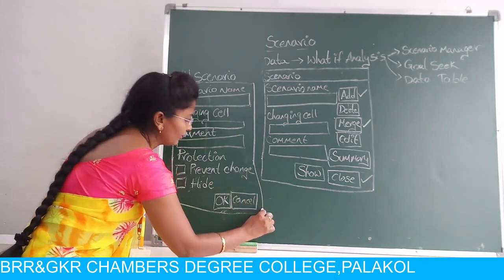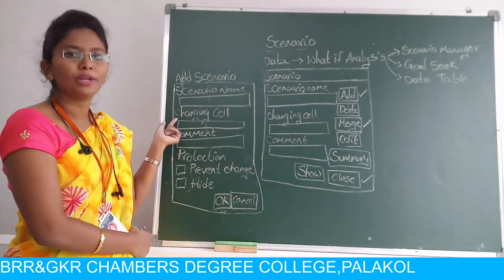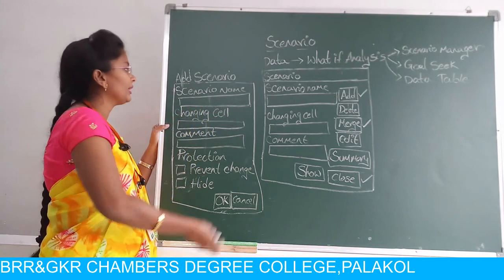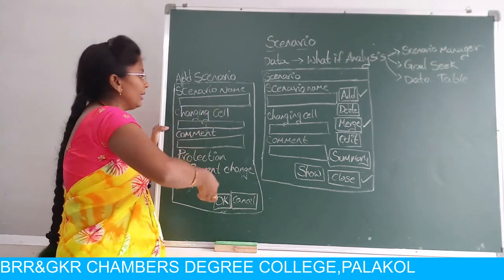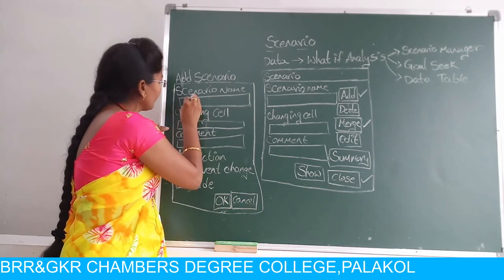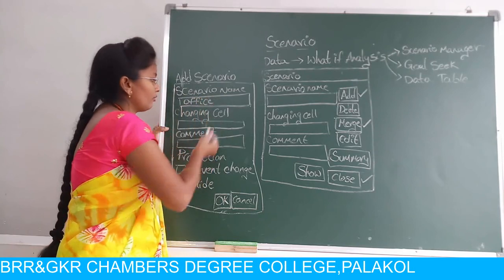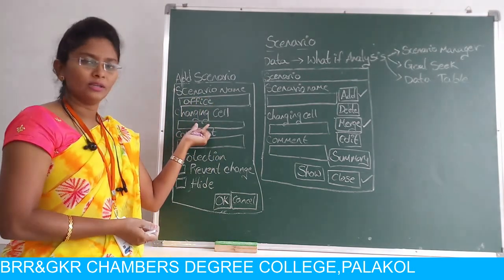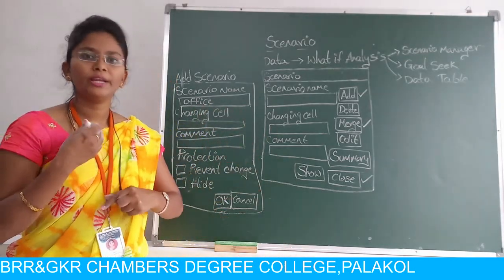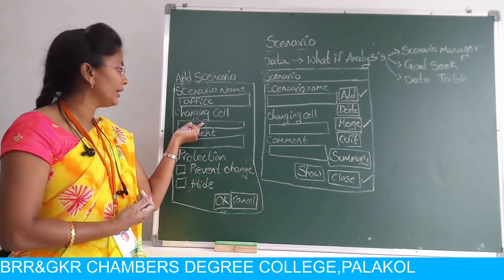This is the dialog box for add scenario. If you click on this add option, then automatically the add scenario dialog box will appear. In this dialog box, you can create a name. I am creating the name as office here. Changing cells: whatever data I am taking in the Excel sheet, if I want to change any of the cells, that cell reference has to be entered here.